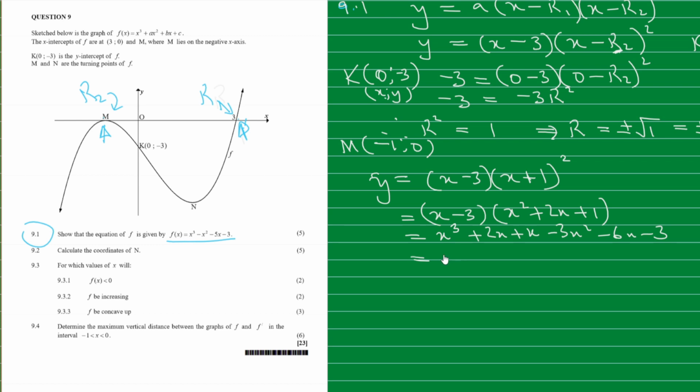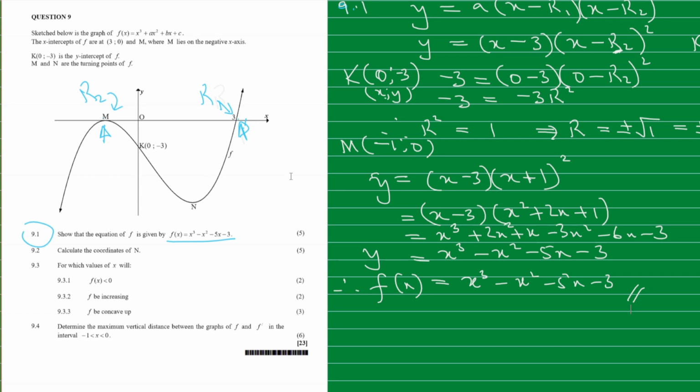Collecting like terms, we get x to the power 3. Then 2x squared minus 3x squared gives a negative x squared. Then x minus 6x gives negative 5x, and minus 3. Therefore, we can say our function f of x is equal to x to the power 3 minus x squared minus 5x minus 3. So we prove that.